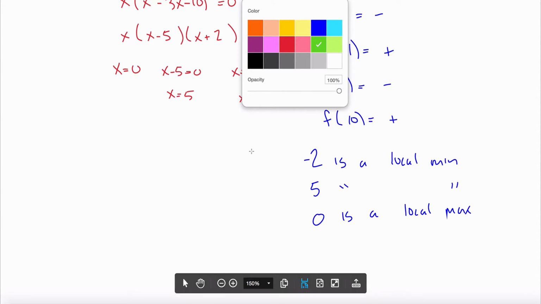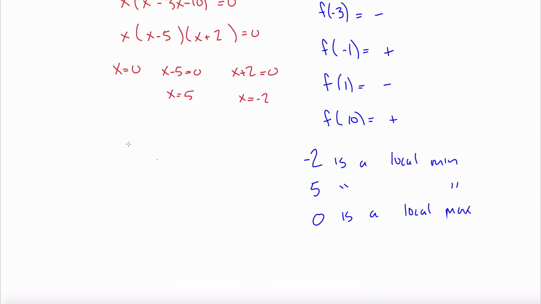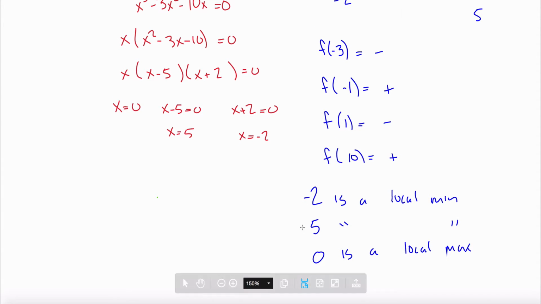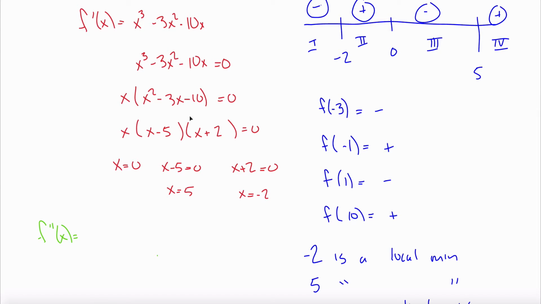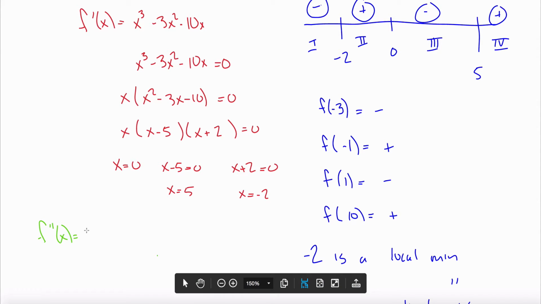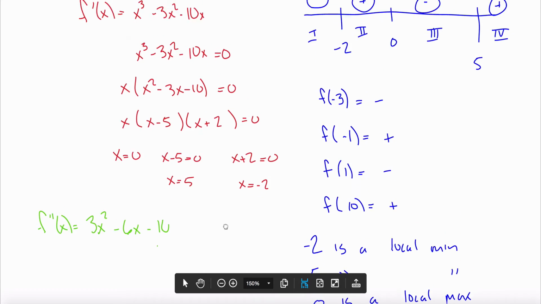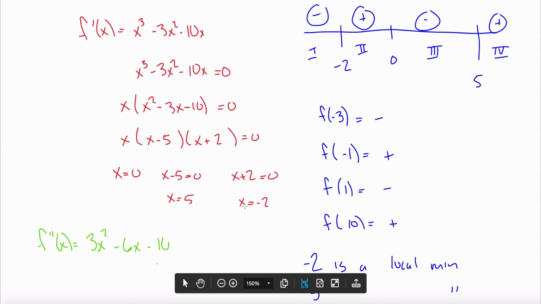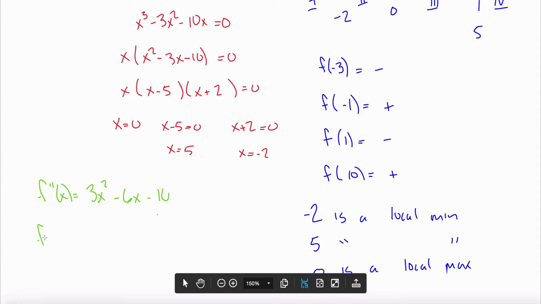But what I asked you to do is confirm that you understand the second derivative test by coming up with these same answers a different way. And the different way is to find the second derivative. So if the first derivative is x cubed minus 3x squared minus 10x, the second derivative would be 3x squared minus 6x minus 10. In the second derivative test, I don't test numbers around my critical values. I test the critical values themselves.